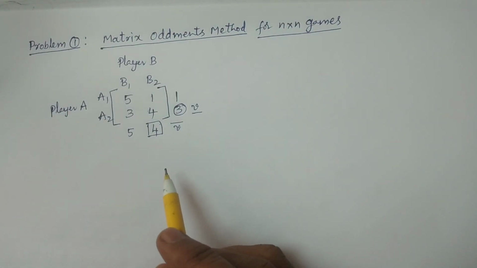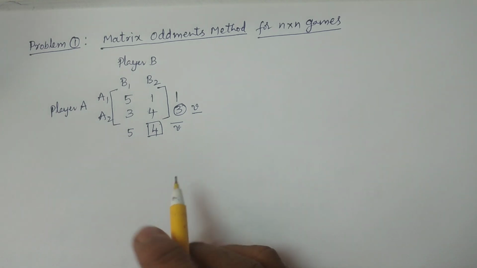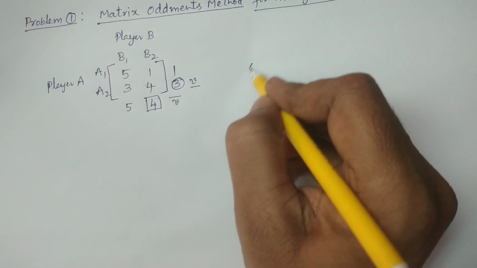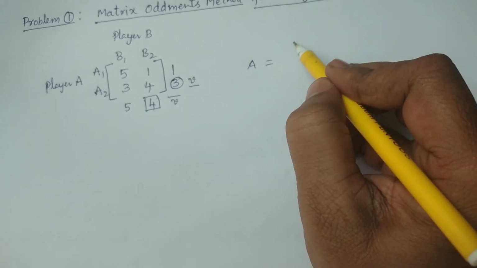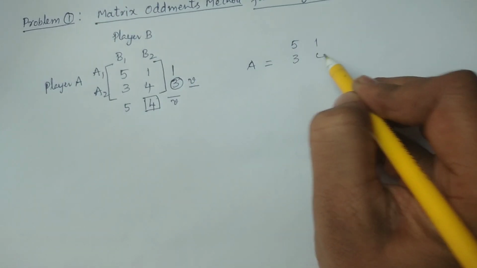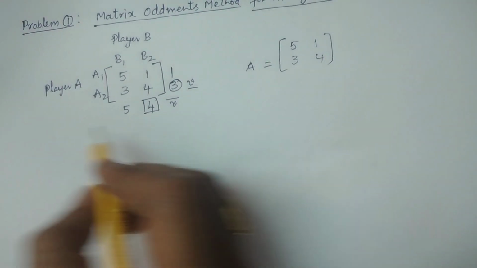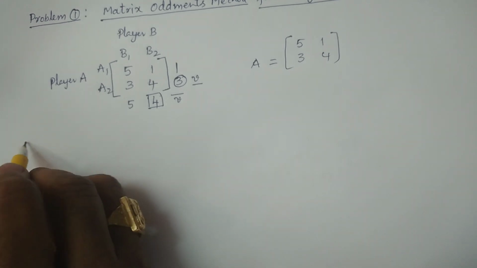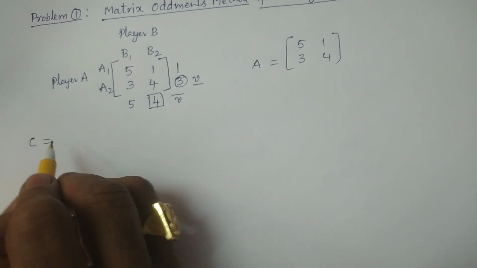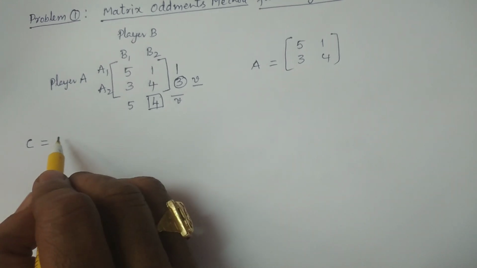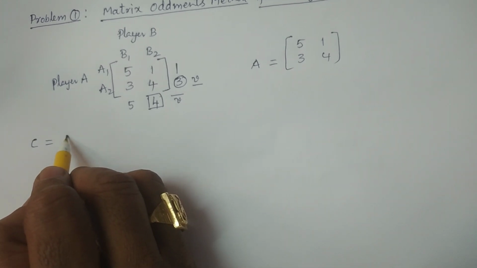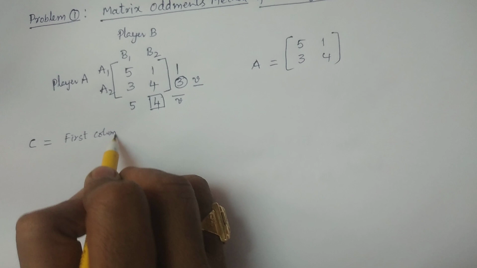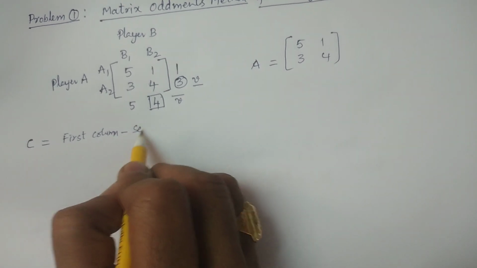For matrix oddments, what you have to do is calculate first of all, consider A. I am considering A here. A is equivalent to 5, 1, 3, 4. From A, at the very first you have to calculate the new matrix C, which is obtained by first column minus second column.